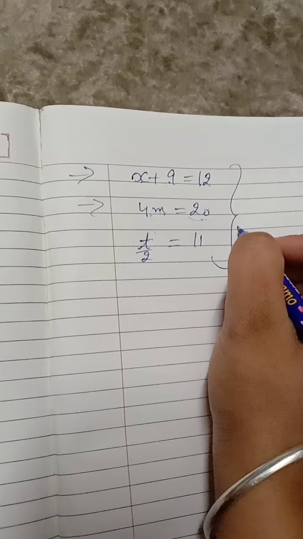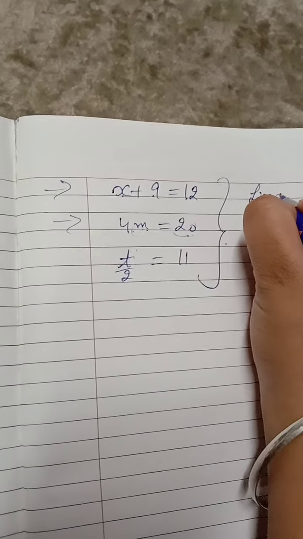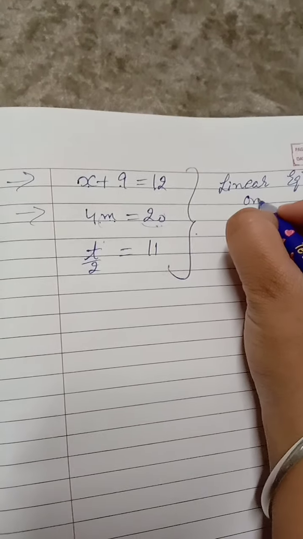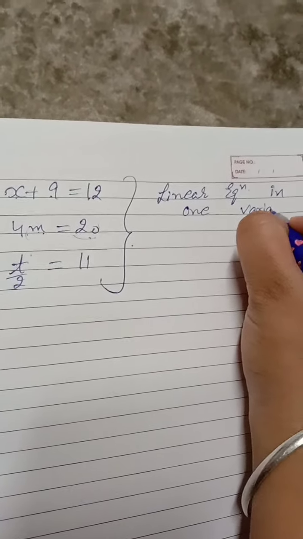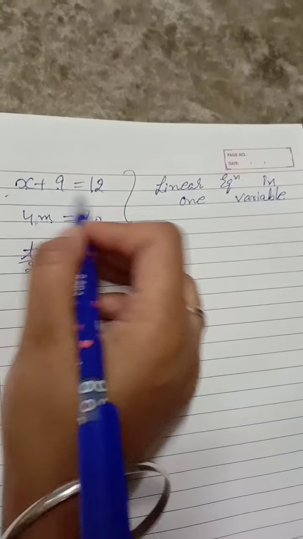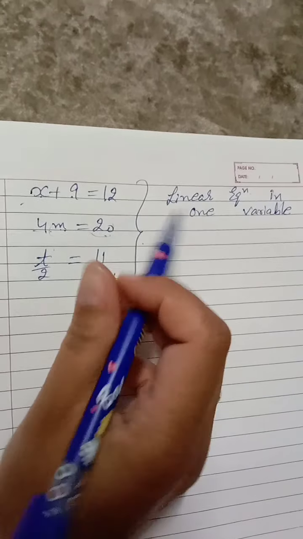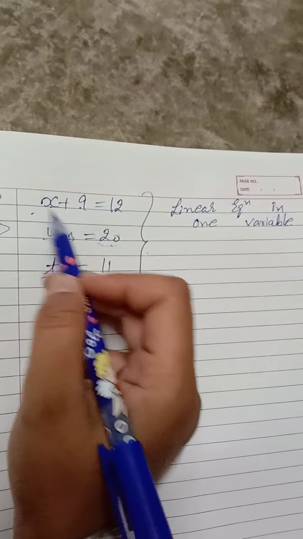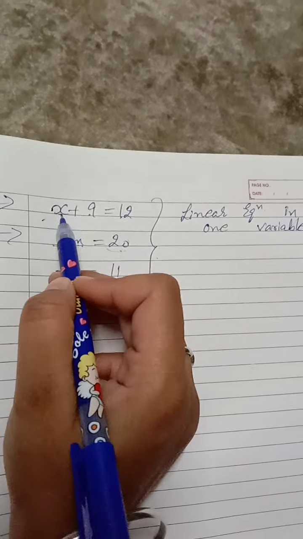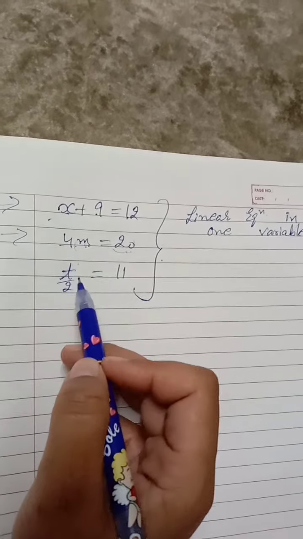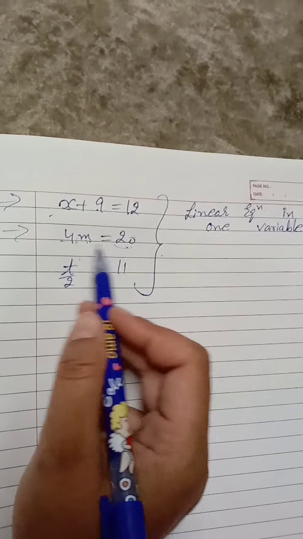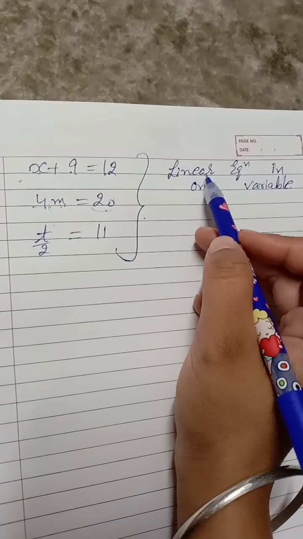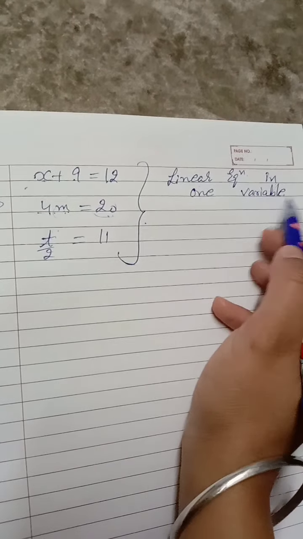All these three equations are called linear equations in one variable, because all these equations have only one variable in them. This equation has only one variable, that is x. In this, only m is the variable. In this equation, t is the variable. So it is called a linear equation in one variable.